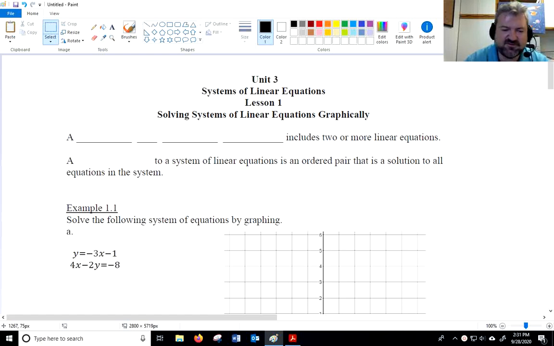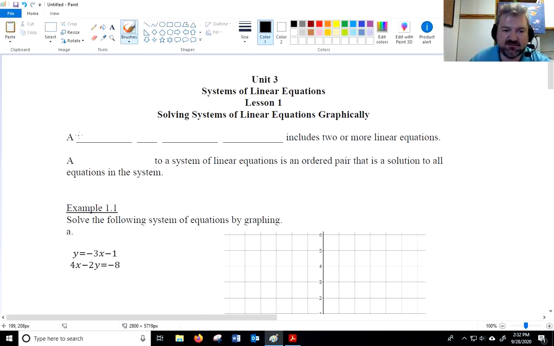So this will be just a little bit more review, but in this unit we're going to start really starting to break in to that Algebra 2 curriculum. So let's take a look. Unit 3 is all about systems of linear equations. Today we're going to look at solving systems of linear equations graphically. I bet you can guess what goes in these blanks, right?